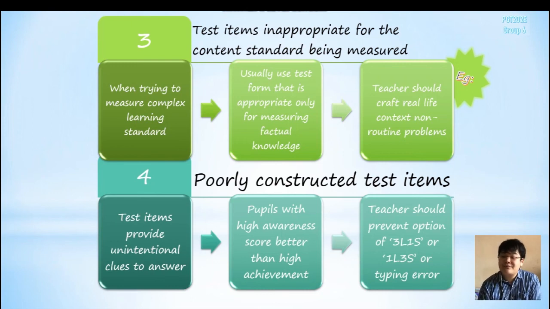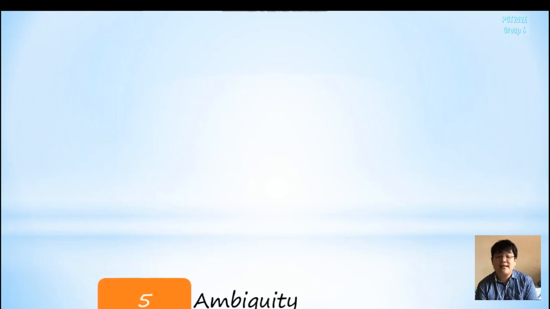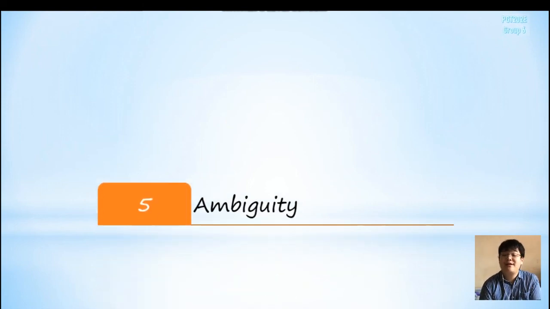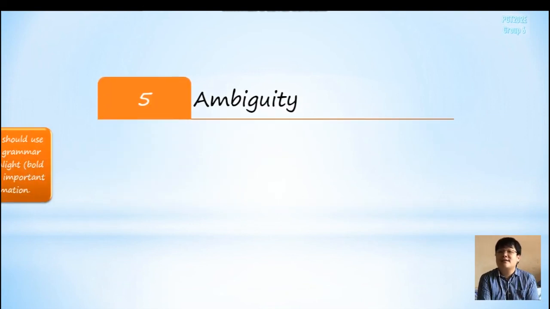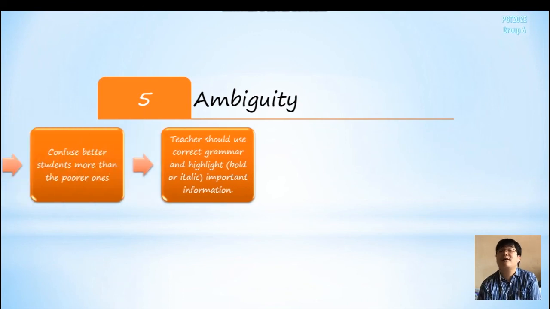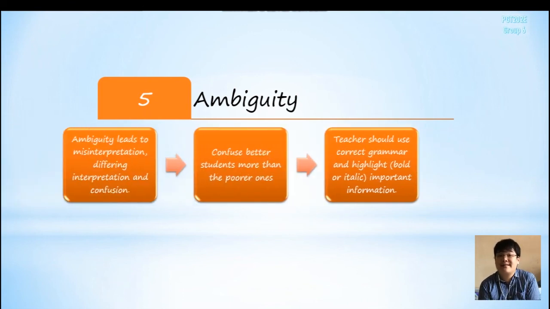Alright, so for example, teachers should prevent options of three long and one short, or one long and three short, or typing errors in the question. Usually, this type of unintentional clue is transparent to the students and they might get it very quickly instead of us constructing a proper test item. The last one, ambiguity. Ambiguity leads to misinterpretation, differing interpretation, and confusion. Ambiguity, in other words, is when the test item consists of segments which are contradicting.